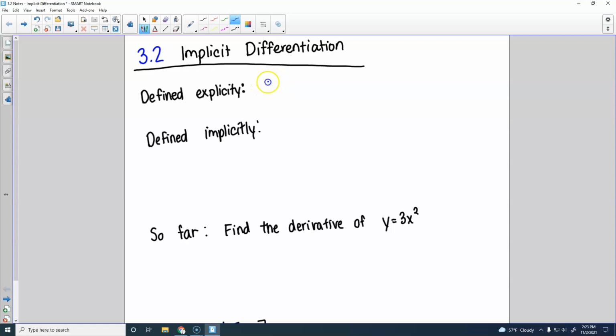So, for example, we may have had something like f of x equals 2x squared minus 5. Or we might have had y equals 1 over the square root of x plus 2. These things are defined explicitly because they are solved for one variable, right? So that f of x or your y, that's your variable that it solves for. Everything else is in terms of x.